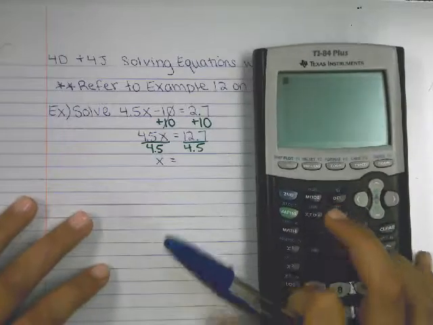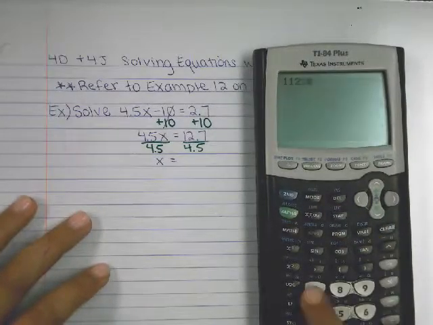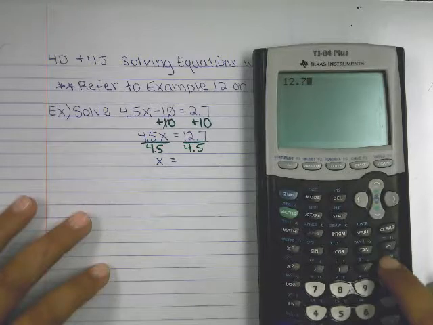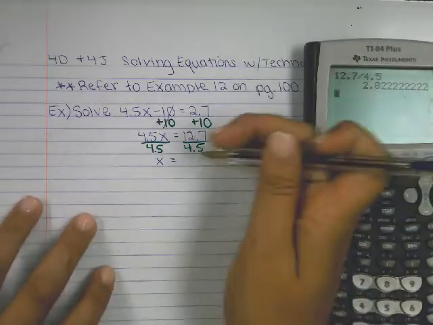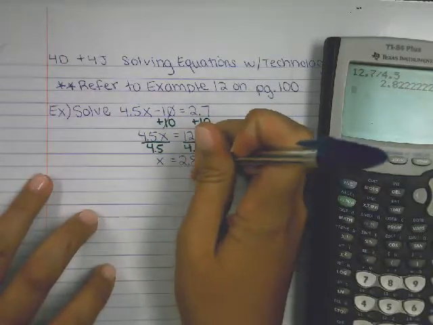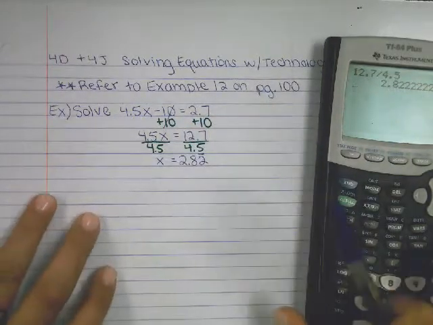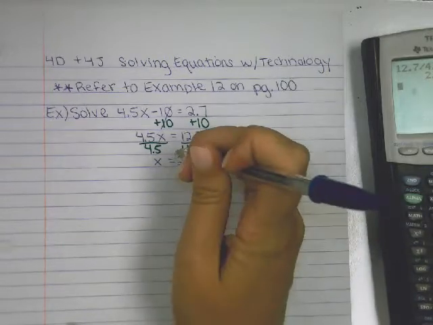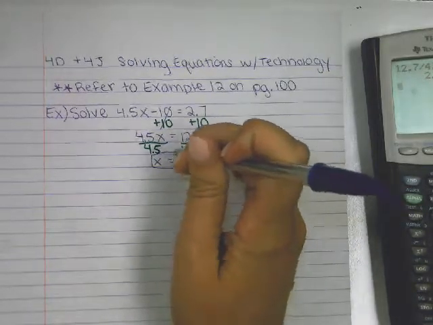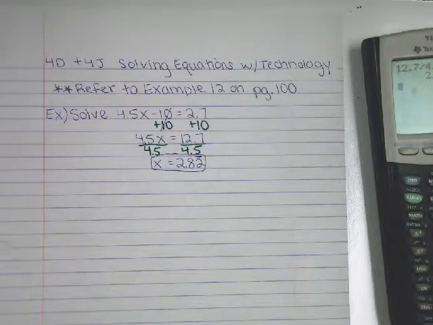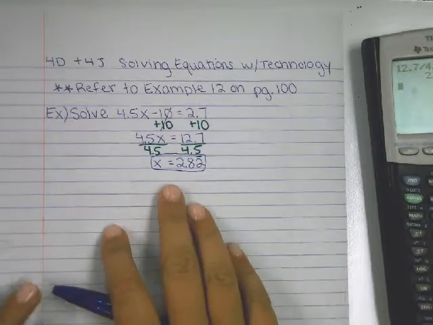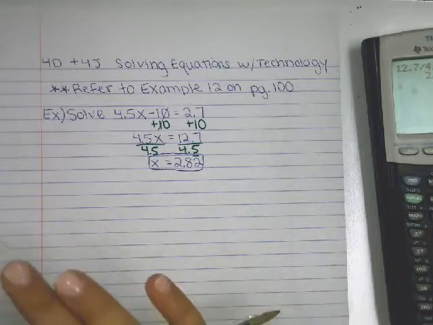And there's our answer. So x equals 2.82. You could put the repeating bar if you would like, but it's not necessary. That is our solution using our skills from previous algebra courses. Not all equations are going to be this straightforward to solve, so we need to have another method.